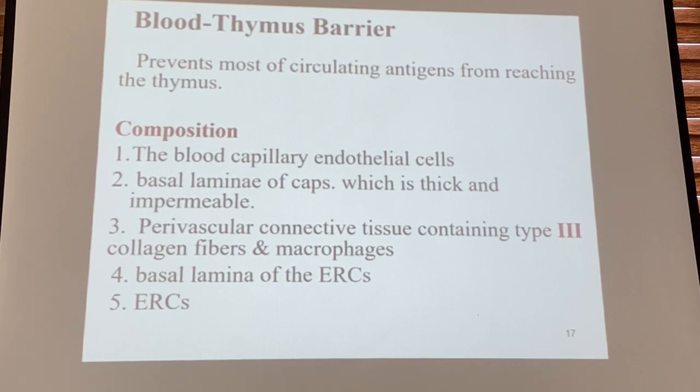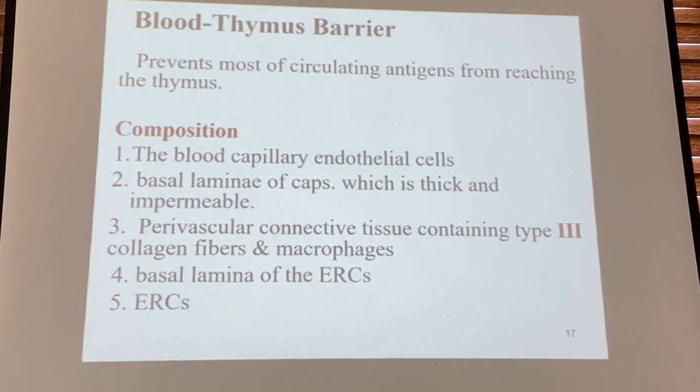It means there's a barrier which is not 100% impermeable, but it prevents to a great extent the entrance of, for example, microorganisms and foreign antigens into those organs or tissues that I mentioned. So the significance of the blood-thymic barrier is to prevent circulating antigens from entering the thymus.